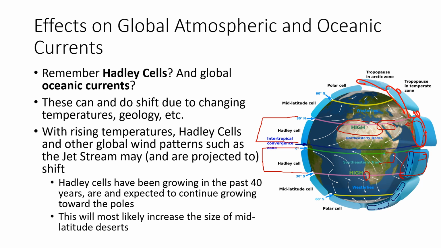Now these bands shift with global temperatures. So as we increase the temperature, these bands are expected to move higher into the northern latitudes. So rather than around 30 degrees, it might be more like 35 degrees, 37 degrees, 40 degrees north and south. So that's going to shift our desert regions further north.